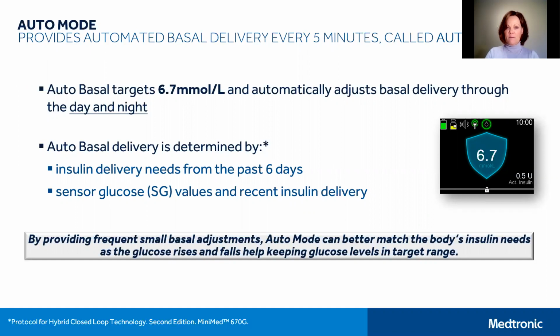The current sensor glucose value is displayed within the shield, and active insulin also displays on the home screen while in auto mode. If your sensor glucose is trending up or down, arrows will appear in the top portion of the blue shield.